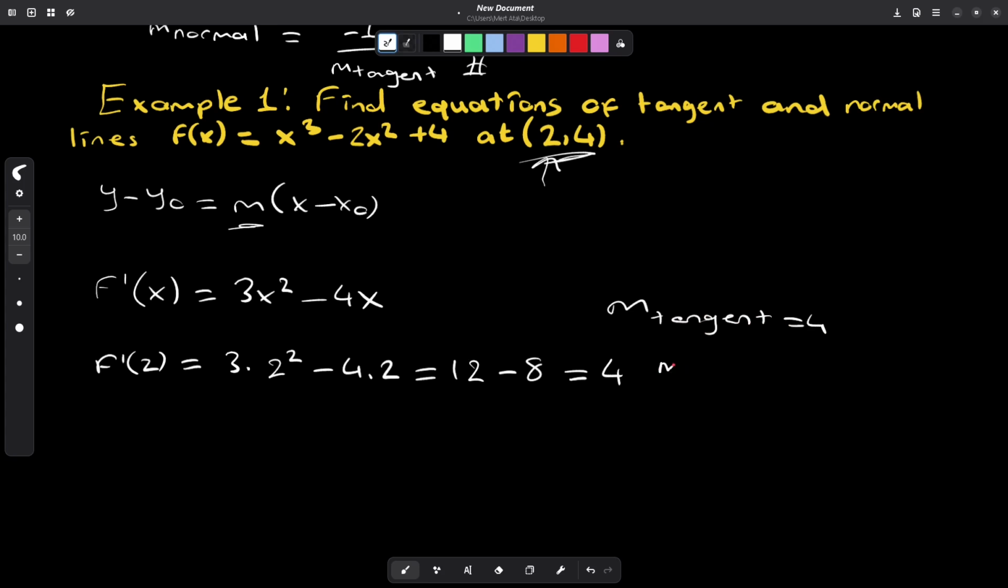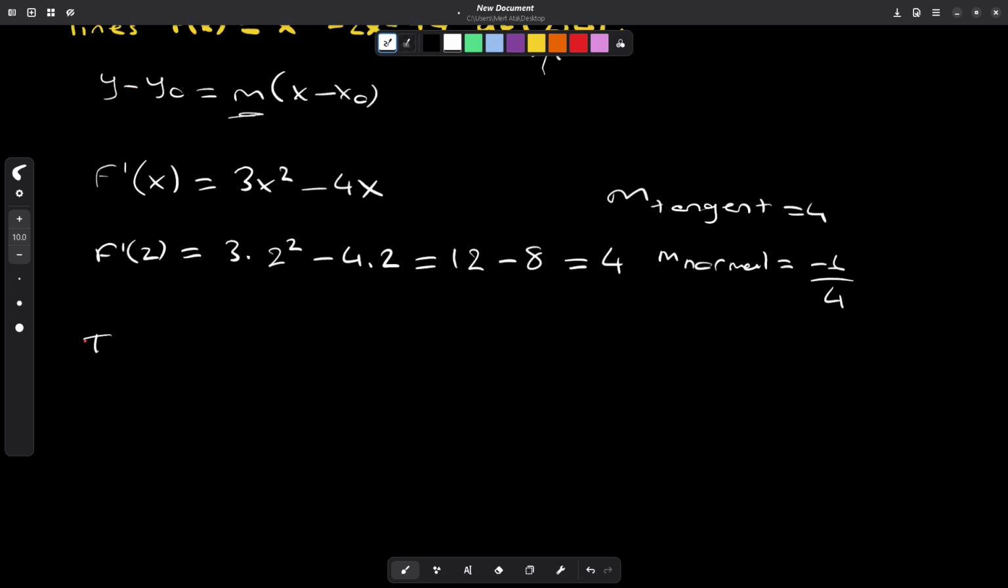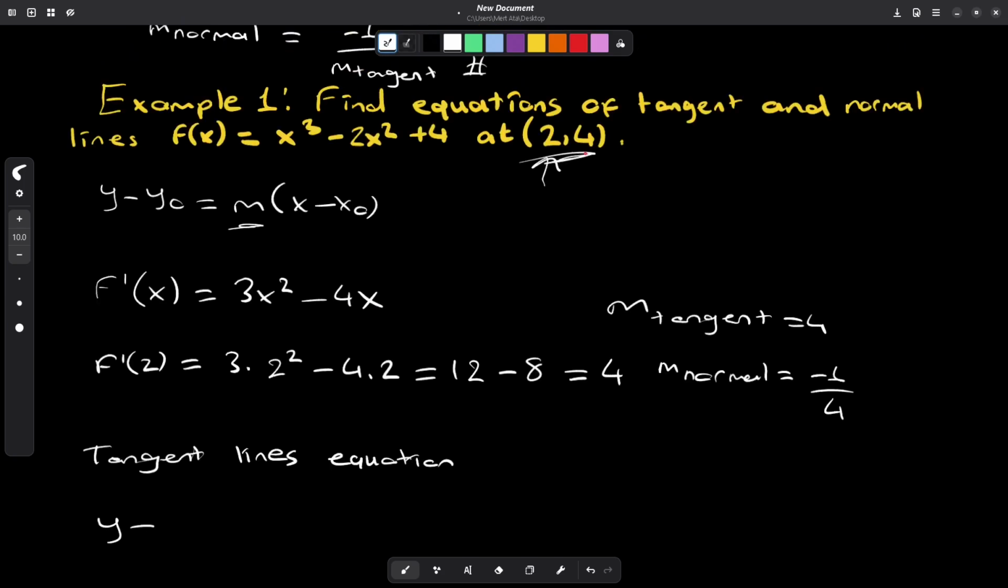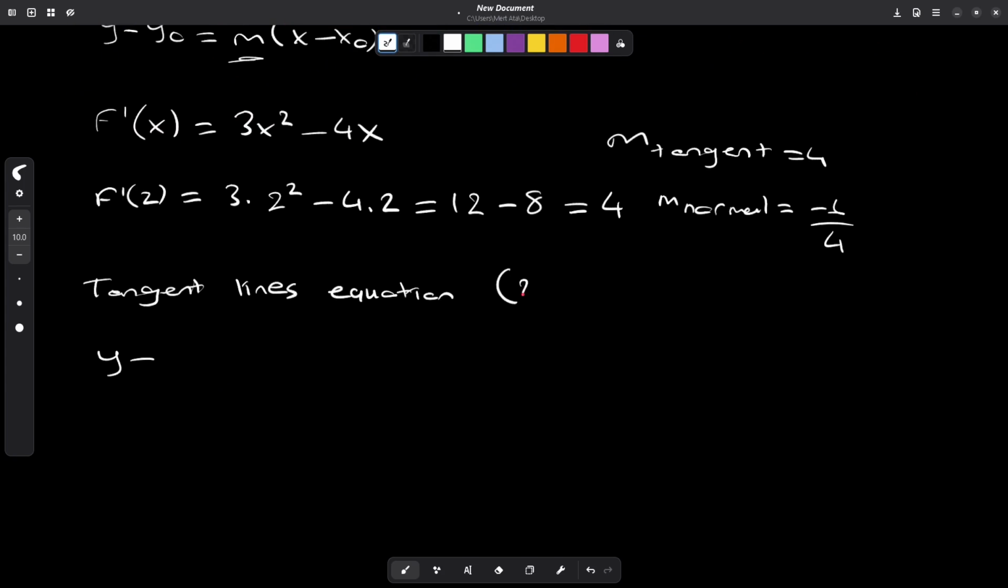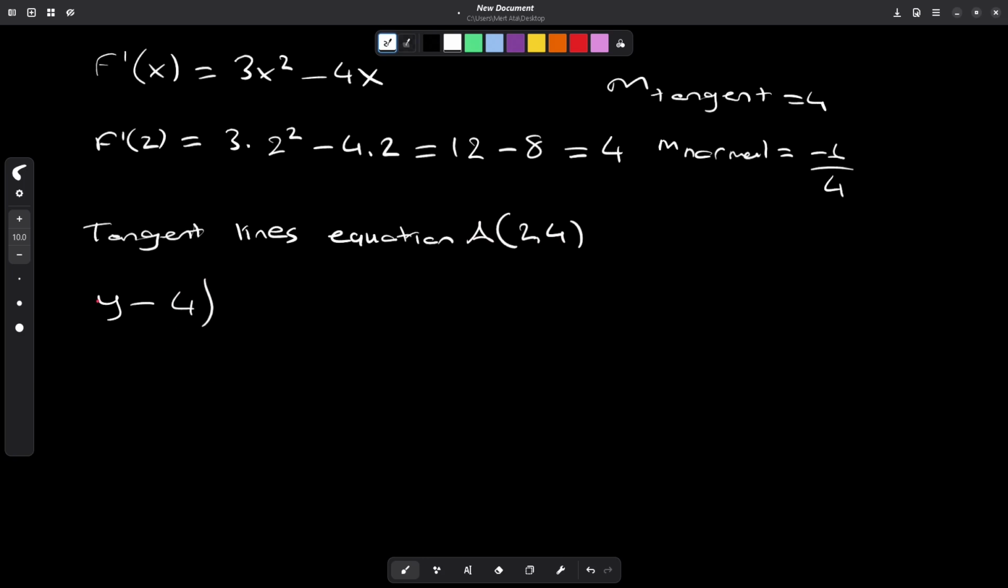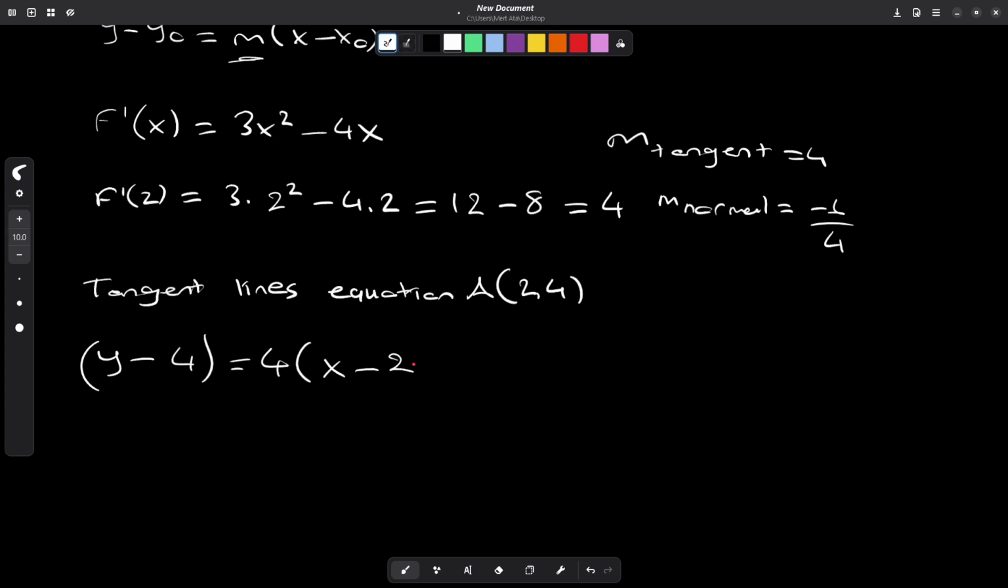From this, I can also say m normal is equal to -1 over 4. Let's start with the tangent line's equation. Y minus, what is my y0 from the point? Let's write the point 2, 4. This is, let's call it point A. Y minus 4 is equal to 4, which is my slope, multiplied with x minus 2.